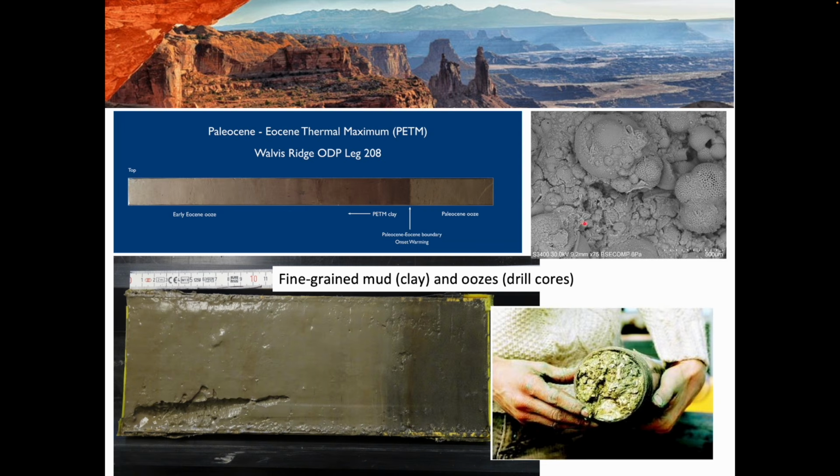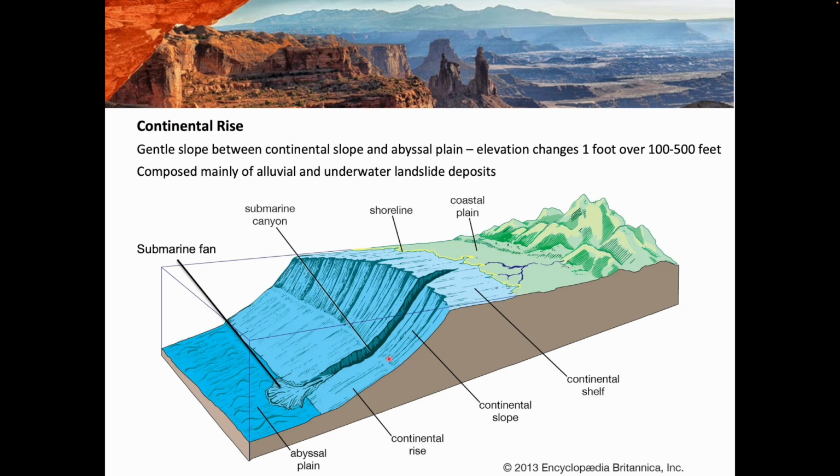This microscope picture of some ooze shows the tiny, tiny particles of clay and silt, as well as these larger, round particles of different plankton skeletons. We started on the abyssal plain.